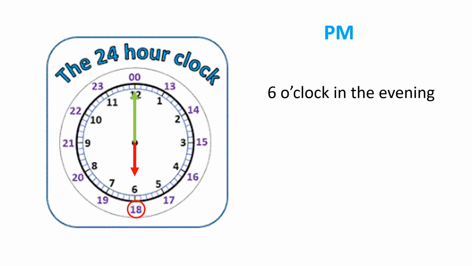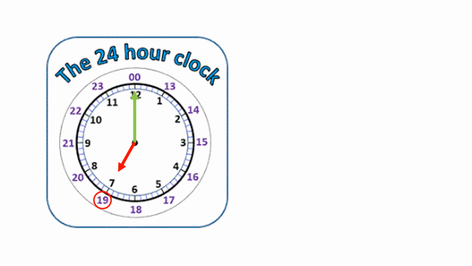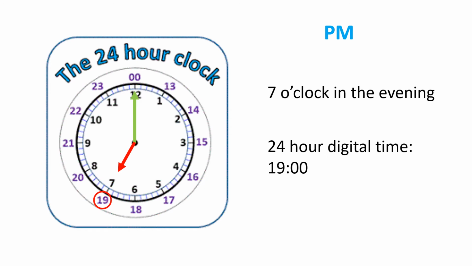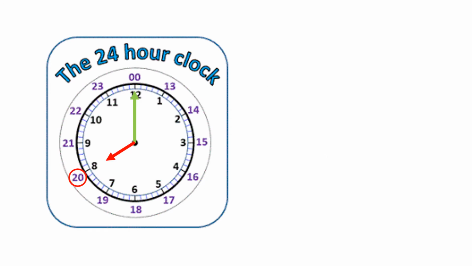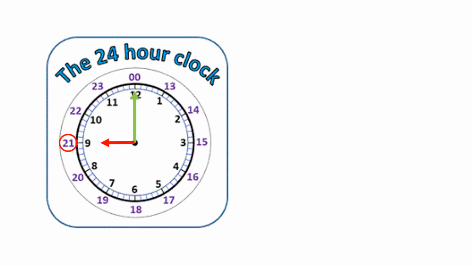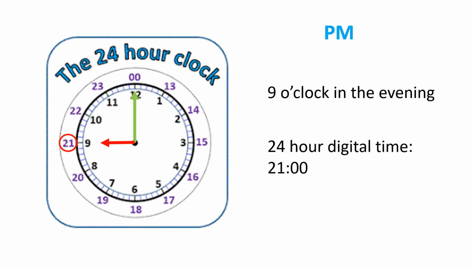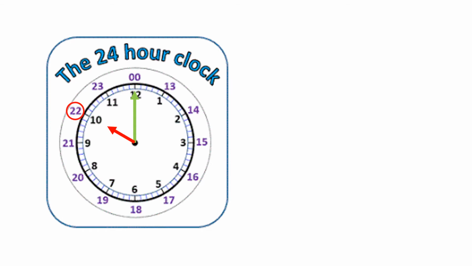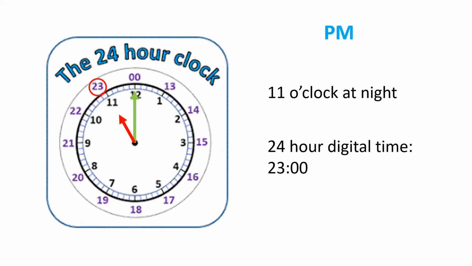6 o'clock in the evening is going to be 18:00. 7 o'clock in the evening is going to be 19:00, 24-hour time. 8 o'clock in the evening, probably bedtime for all of you lots, is 20:00. 9 o'clock in the evening, the 24-hour time is going to be 21:00. 10 o'clock is going to be 22:00. 23:00 is going to be 11 o'clock at night.